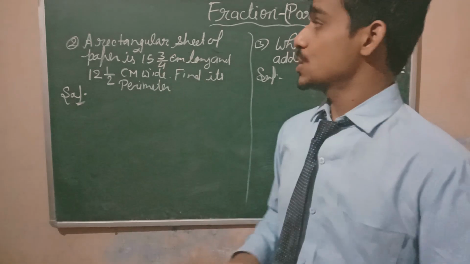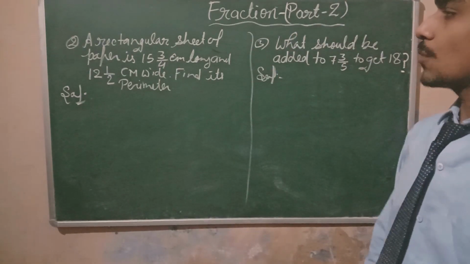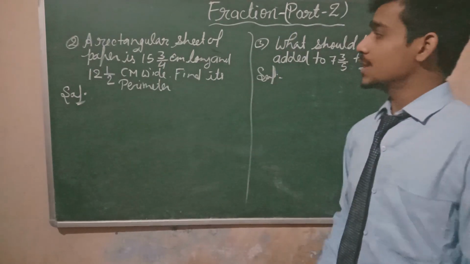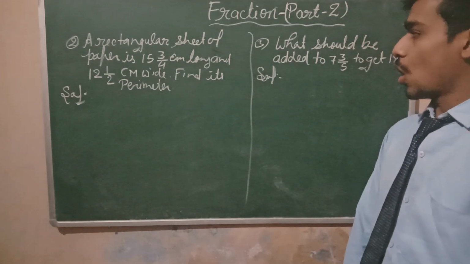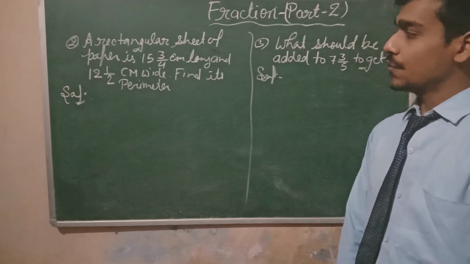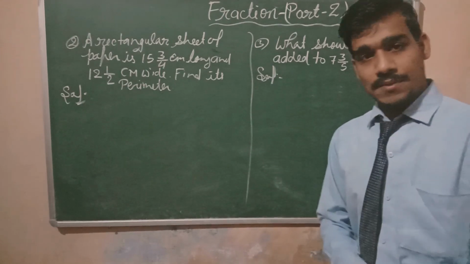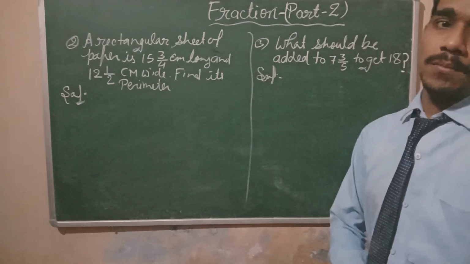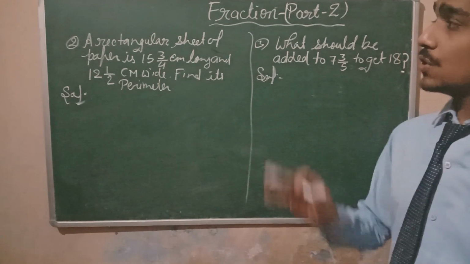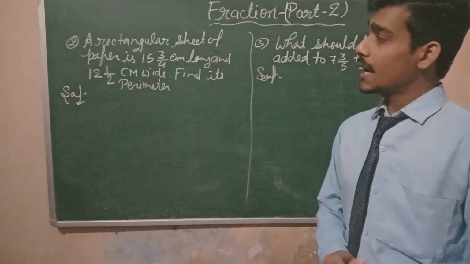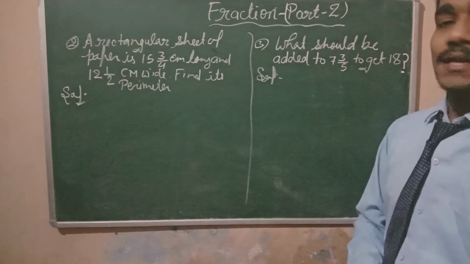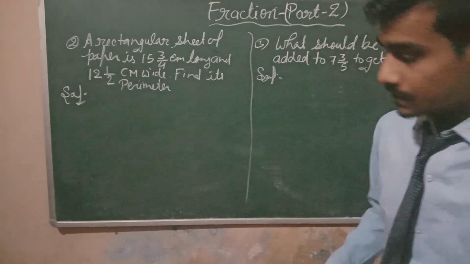Students, see this question. A rectangular sheet of paper is 15 into 3 by 4 centimeter long and 12 into 1 by 2 centimeter wide. Find its perimeter. Clear? This is a word problem. How can you write it? Firstly, you will write the statement. And here, this is a rectangular sheet.